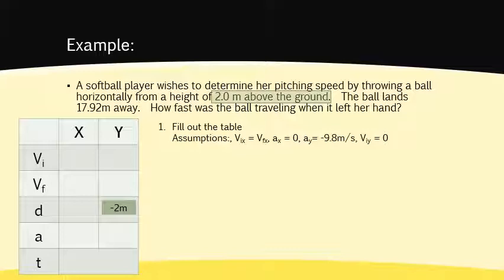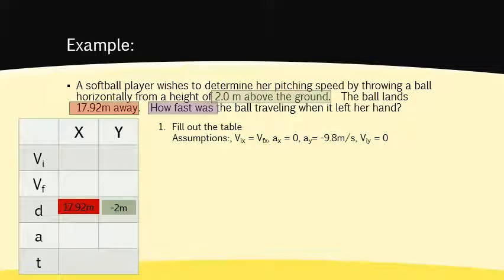Now, although in the question it's a positive 2, you'll see that when we put it in the table, it's negative 2. That is because the ball is falling from her hand to the ground. So the ball starts off 2 meters above the ground, but its displacement will be 2 meters downward. So you put negative 2. The ball lands 17.92 meters away. Again, away means displacement in the x direction. So that's going to be dx.